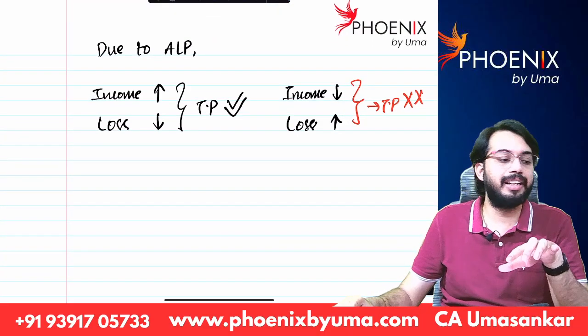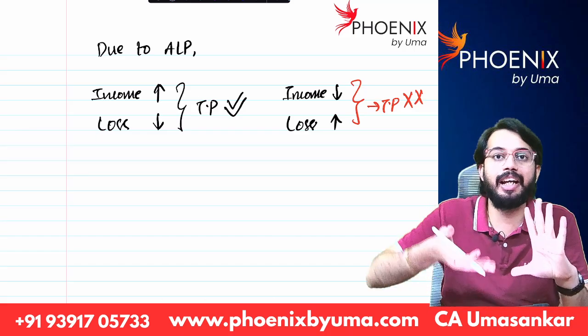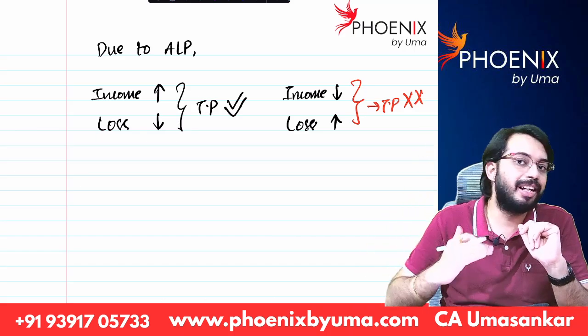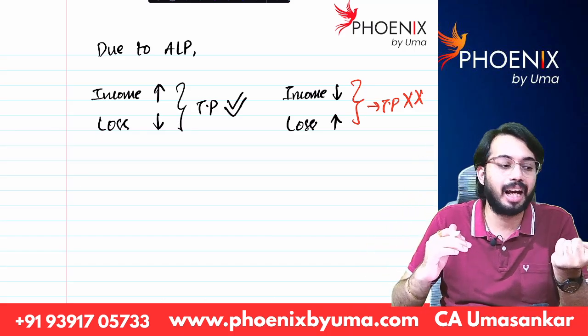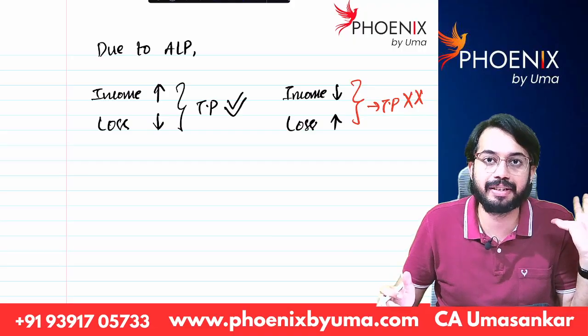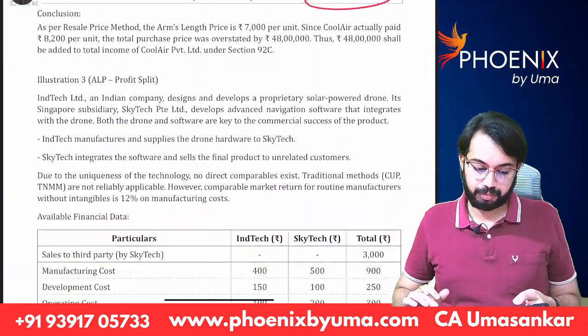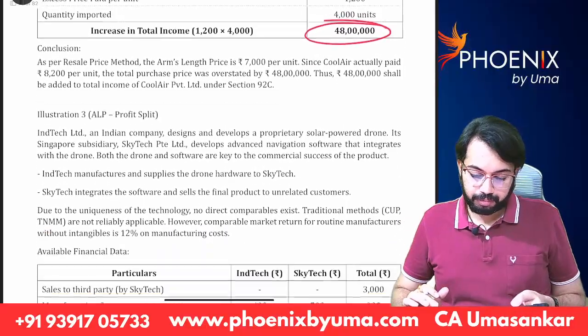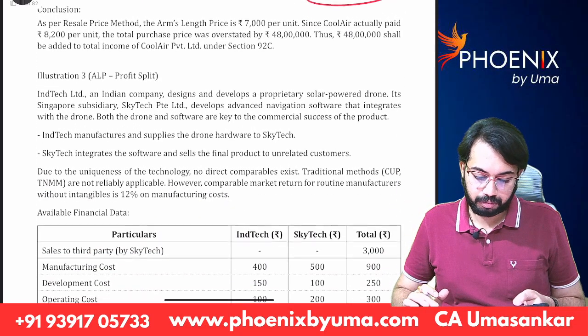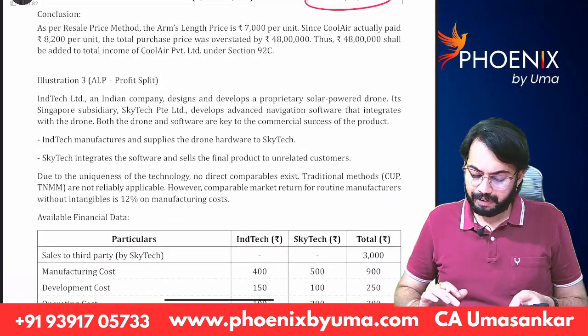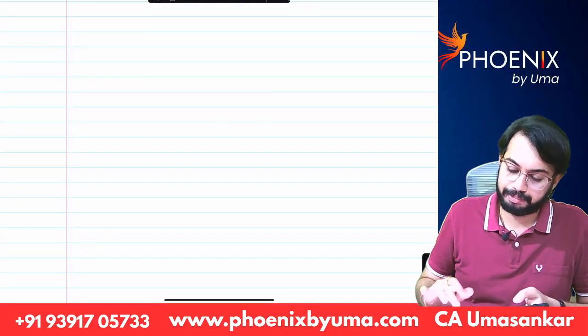So did you understand this? Because of arm's length price, increase in income or decrease in losses, transfer pricing provisions are applicable. Otherwise, transfer pricing provisions are not applicable. Next, we will discuss the cost plus method.